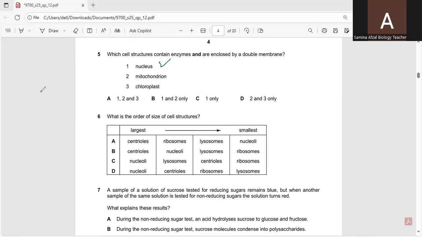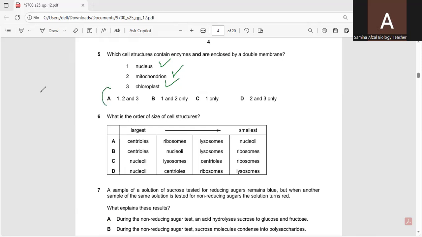So the mitochondria both have the double membranes and enzymes. Then the next organelle is the chloroplast, which is only present in the plants, and photosynthesis takes place over here. So chloroplast also has two membranes. It is a membranous structure, and because the formation of carbohydrates takes place over here, it also contains the enzymes for the process of photosynthesis. So all of these organelles contain enzymes, and they are enclosed by double membrane.